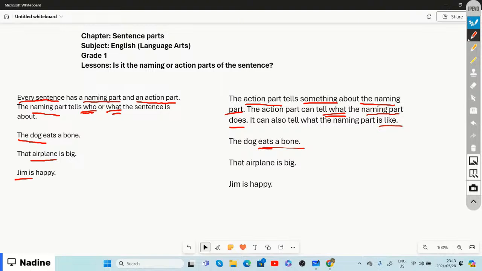And that airplane is big, right? And we can just say big. Jim is happy. Happy is basically the action part.